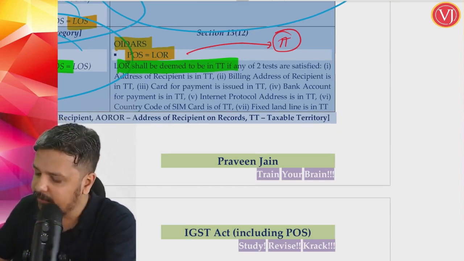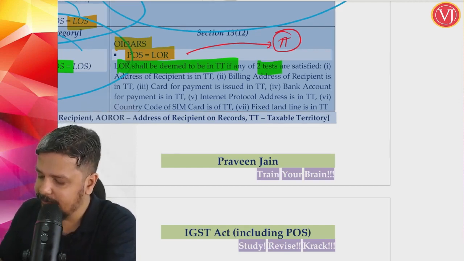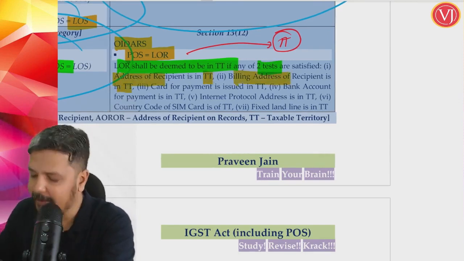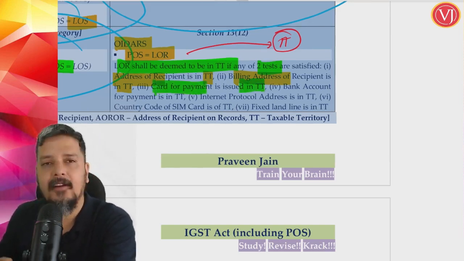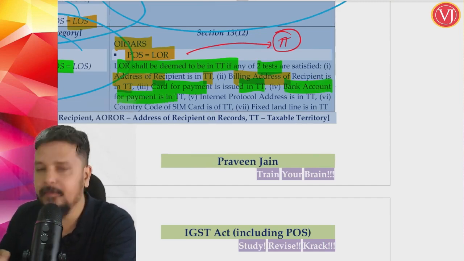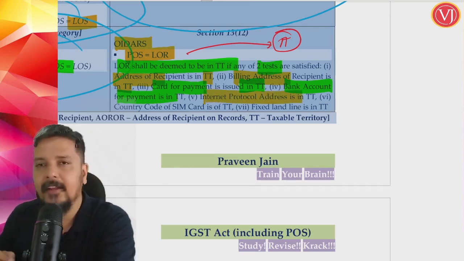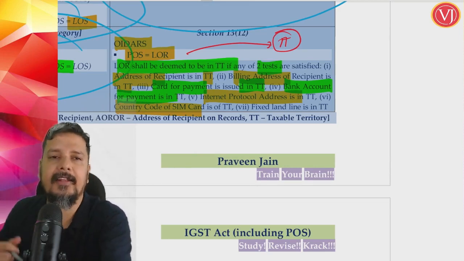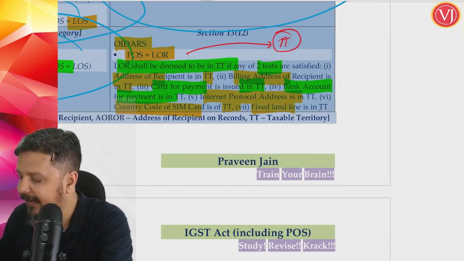If any of the two tests are satisfied. What are the two tests? Either address of recipient is in taxable territory or billing address is in taxable territory. Normal address or the billing address, or the card through which payment is made is in taxable territory, or the bank account through which payment is made is in taxable territory, or the IP address of the recipient is in taxable territory, or the SIM card through which you are getting this telecommunication OIDR services is in taxable territory, or the fixed landline is in taxable territory.